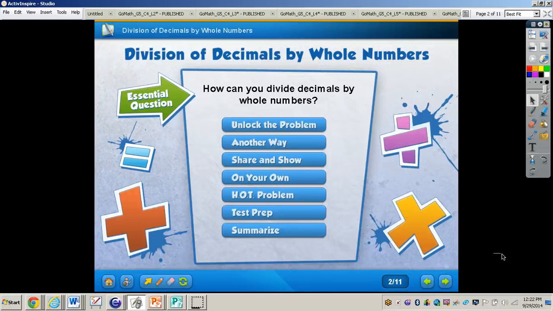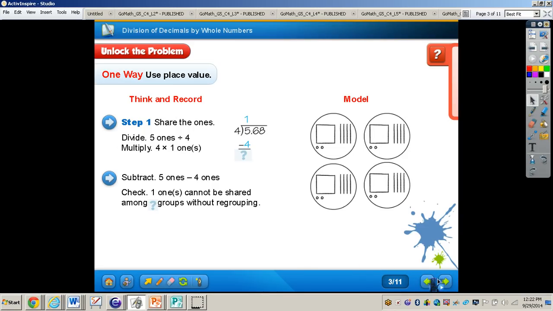In this video, we're going to be taking a look at the division of decimals by whole numbers, and the essential question that we are going to answer is how can you divide decimals by whole numbers? Now I want you to turn your Go Math books to page 213, have your math journal out along with your pencil. So let's take a look at this problem.